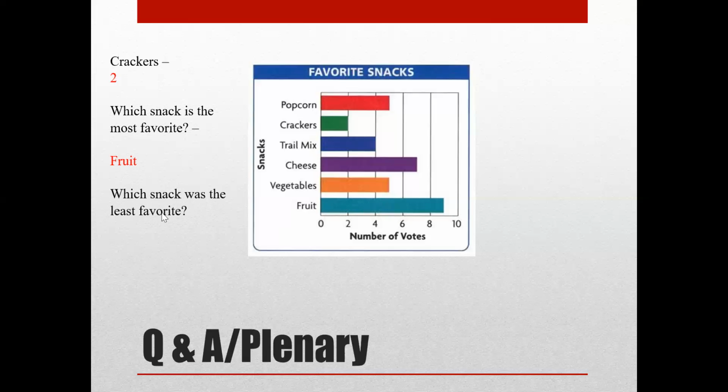Now, which snack was the least favorite? Which one they did not like at all? So you will see which is the graph, which is the bar that is the least. Which is it that is the least here? Okay, and it stops at 2. So it is crackers.